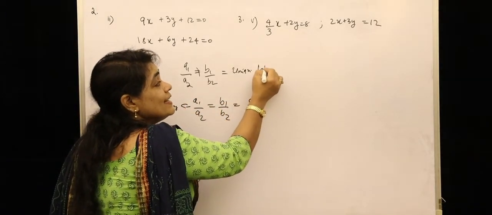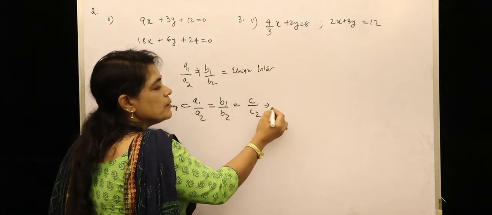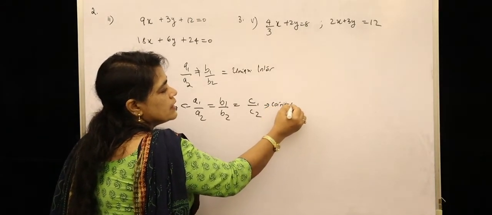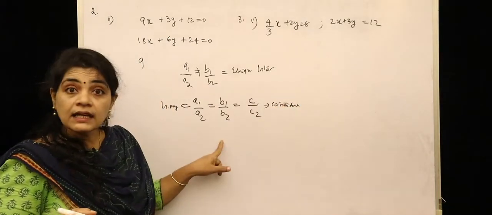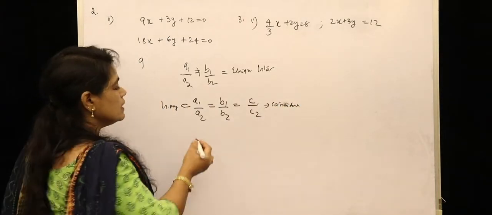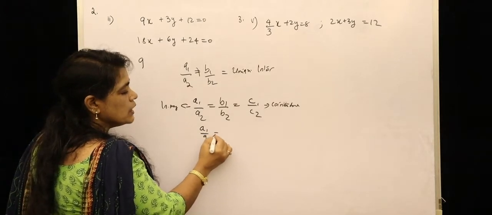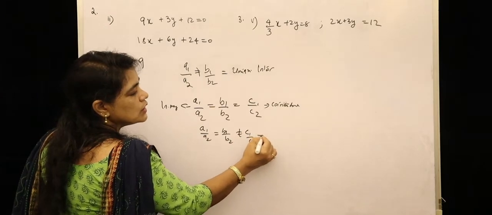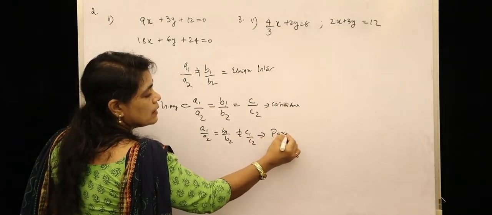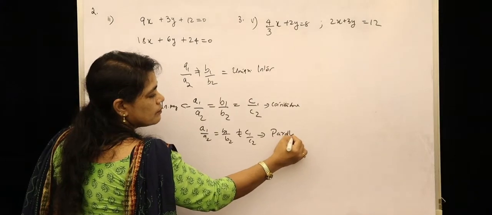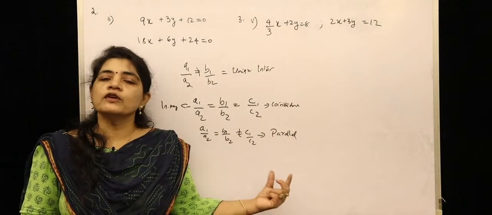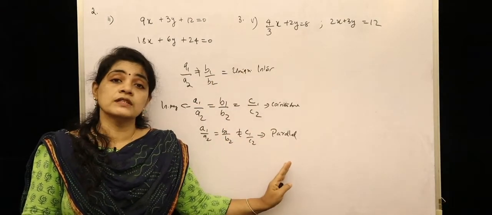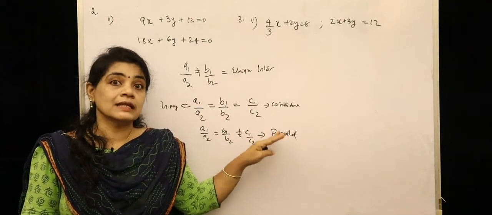The graph will intersect. Here the graph represents coincident lines. And the third case is parallel. When we have A1 by A2 equal to B1 by B2, not equal to C1 by C2, the graph will be parallel to each other. For that we have to check whether the ratios fall under one of these 3 cases.